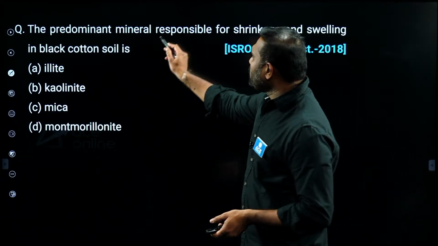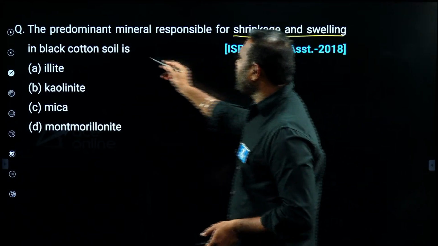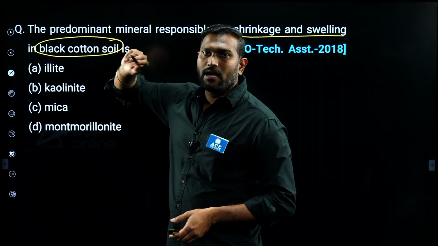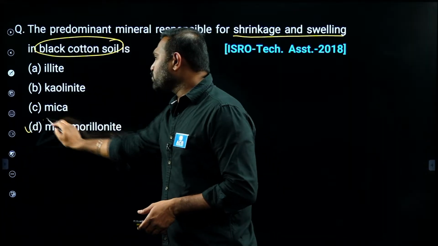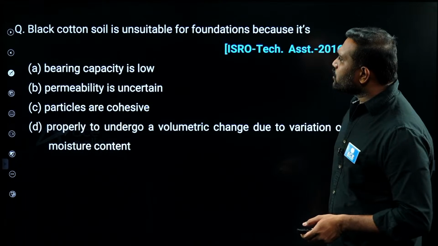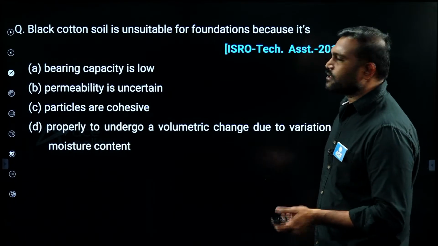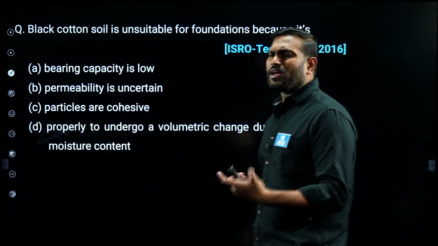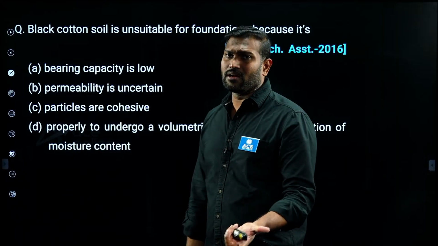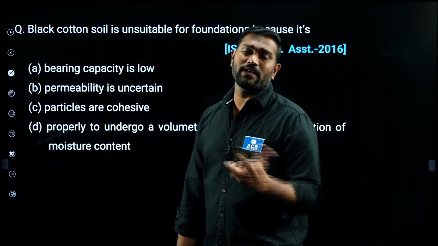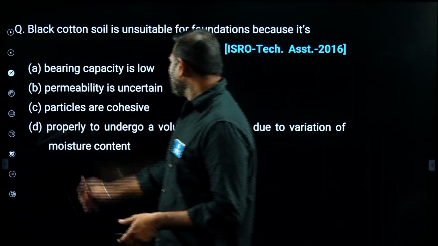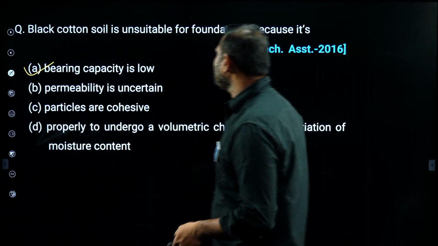Now, the predominant mineral responsible for shrinkage and swelling in black cotton soil. Again, black cotton soil means highly expansive soil with high swelling, which is again due to montmorillonite. Option D. Now, black cotton soil is unsuitable for foundations because it has a very low bearing capacity, as it keeps on swelling and shrinking. As the swelling and shrinkage is very high, the bearing capacity of black cotton soil is very low. So option A.